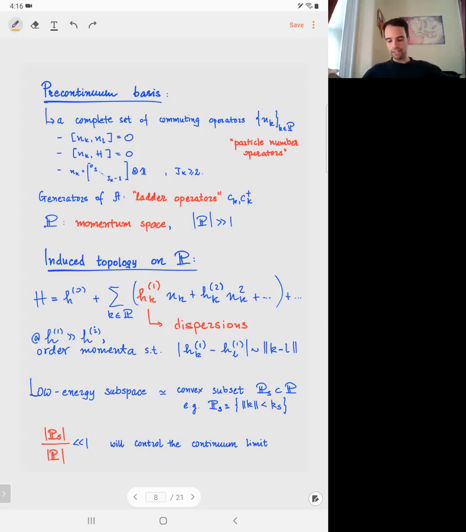This is essentially why I phrased everything this way, because I'm still allowing that these higher h_k's are going to be non-zero, but at least small enough that they do not ruin the general fact that low energies correspond to small distances between momenta. If this is the case, then I will be able to define the smoothing procedure, as you will see on the next slide. And the smoothing parameter, the thing that will control the closeness to my continuum limit, will be this ratio, the relative size of this low momentum or low energy subset compared to the entire system.